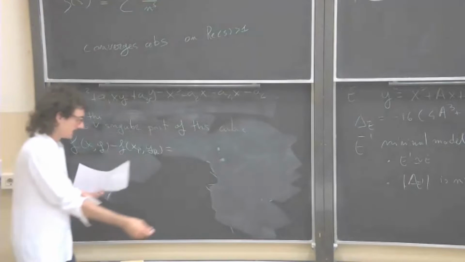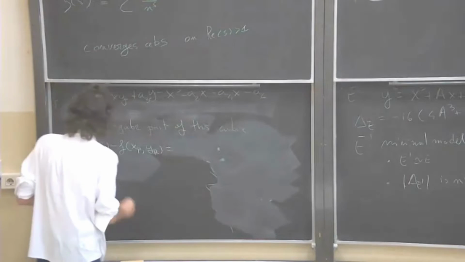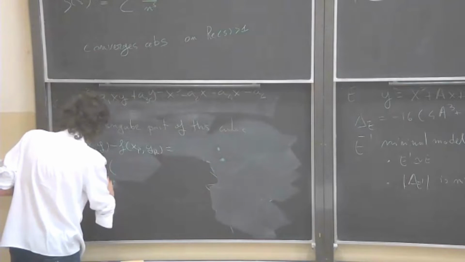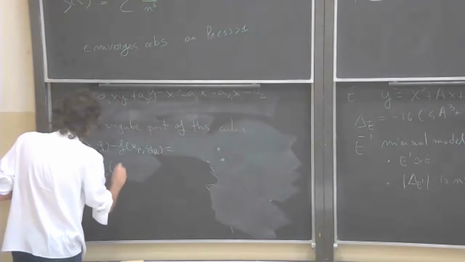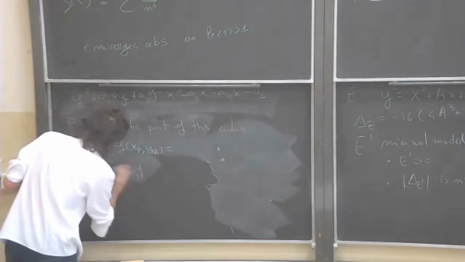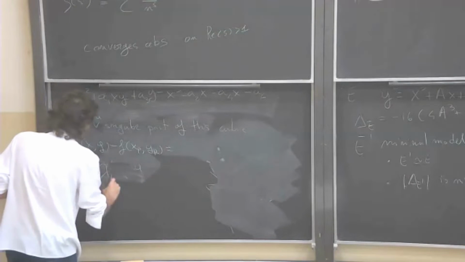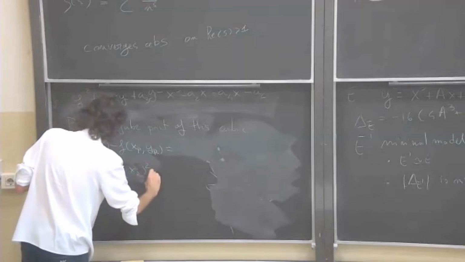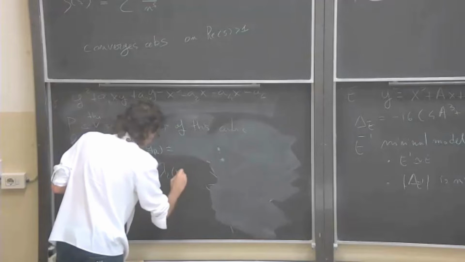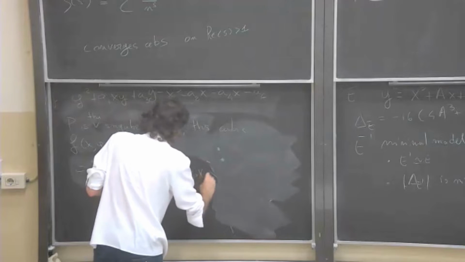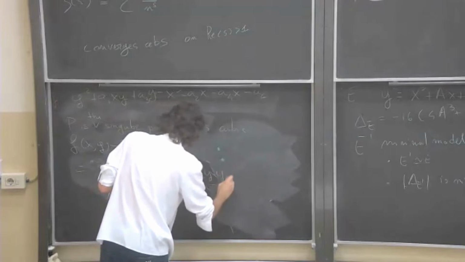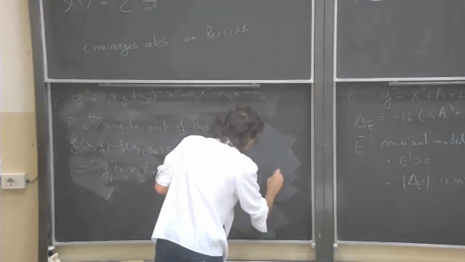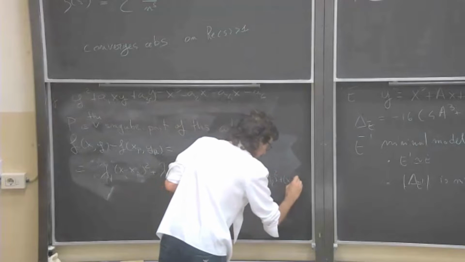Okay? And this will be of the form lambda 1, x minus xP squared, plus lambda 2, x minus xP, y minus yP, plus lambda 3, y minus yP squared, plus the terms of degree 3.